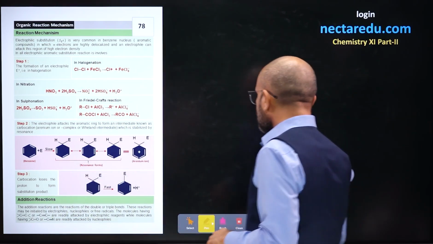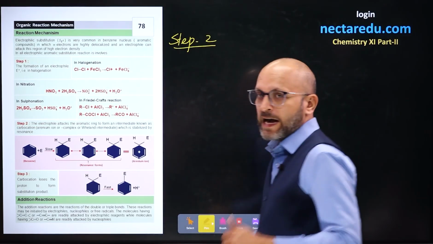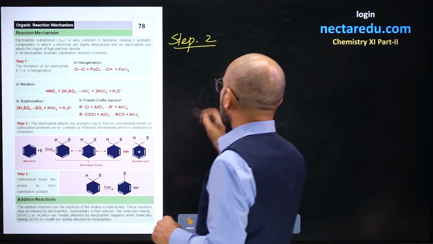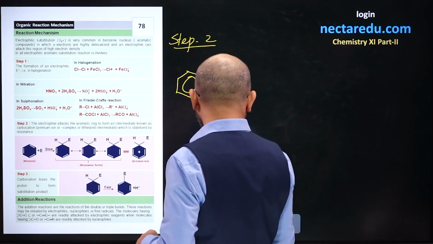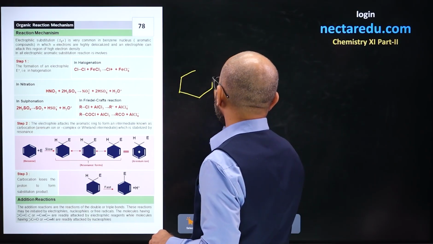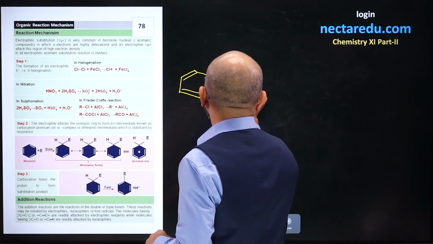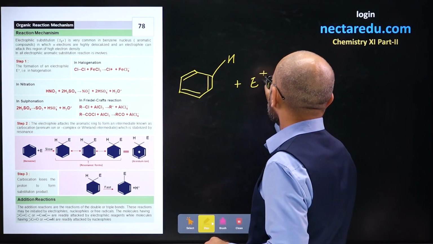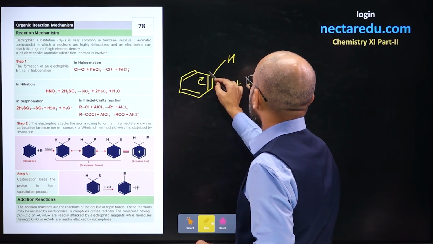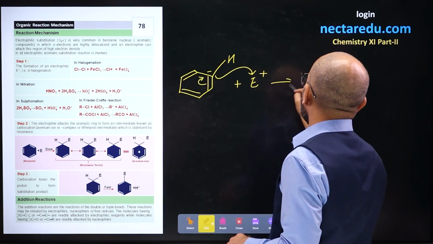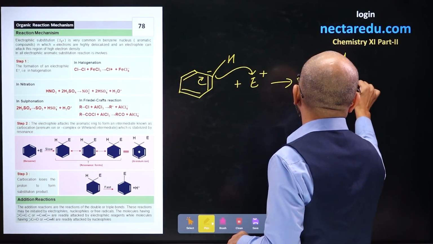Now in step 2, the electrophile attacks the benzene ring and an arenium ion is formed. See, you have a benzene ring. What will happen now is you have an electrophile, let's say E plus. This bond breaks towards this and you will get a negative here. This attaches to the electrophile and the arenium ion is formed. The arenium ion is something like this.